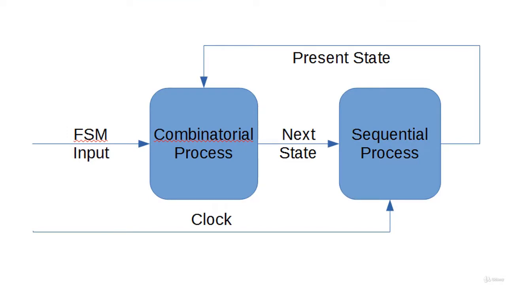The basic foundation of the state machine is just a combinatorial process that feeds a sequential process. The next state is fed to the sequential process, and the output of the sequential process, which is the present state, is fed back again into the combinatorial process, including the input. The clock obviously goes to the sequential process.